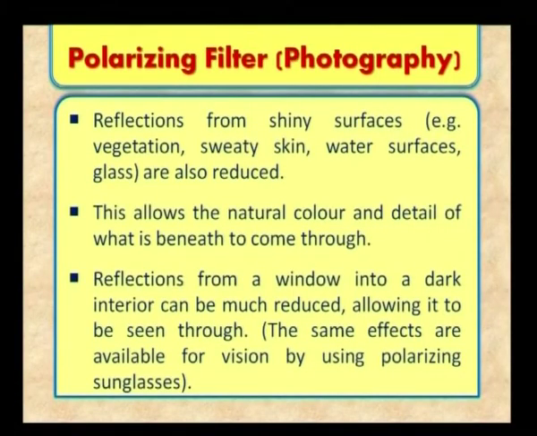So, reflections from shiny surfaces, vegetation, skin, water surfaces, glass, they will lead to a sort of glaring, and the clarity will be lost. And so, the clarity can be improved by using a polarizing filter. This allows the natural color and details below the surface to be seen. Reflection from a window into a dark interior can be much reduced, allowing it to be seen through.